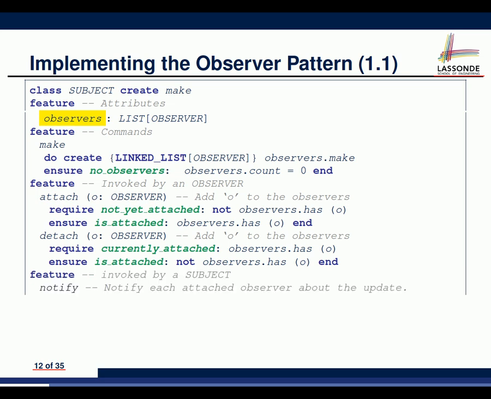What does notify do? Basically, let me read it out to you. Notify each attached observer about the updates. For example, if the weather data object that's being observed has changed on its temperature, I want to notify every one of my attached observers by doing updates.